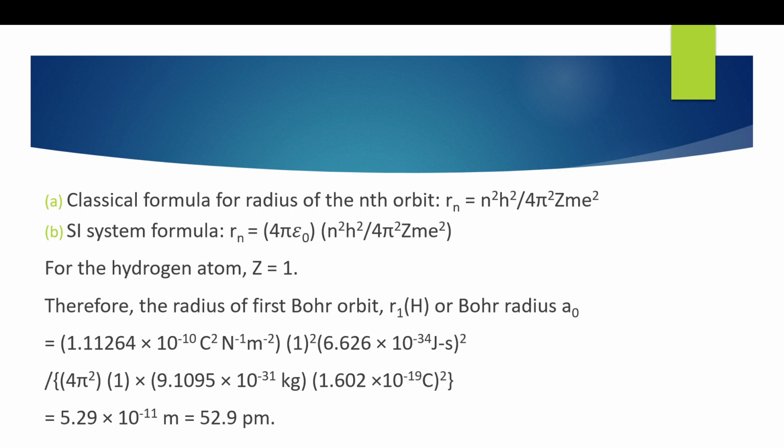Therefore, the radius of first Bohr orbit, that is r1 of H, or Bohr radius a0, has been calculated over here by putting the values of various parameters, and the result comes out to be 52.9 picometer. Remember that this radius is according to Bohr's model, which is not perfect these days.